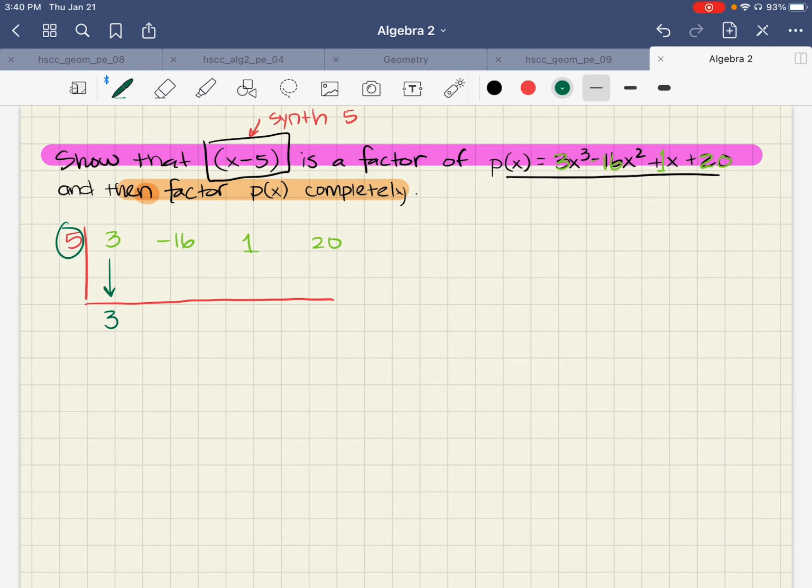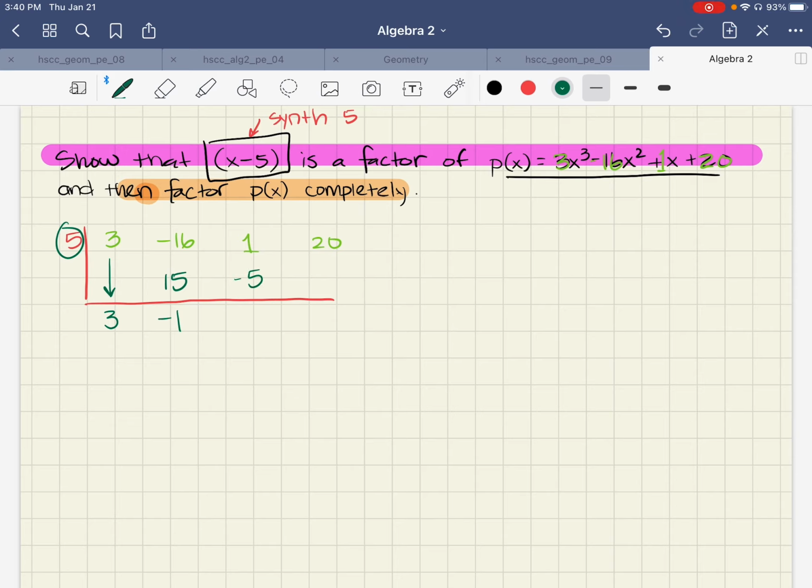Now you'll notice that the number 3 is below the line, so we're going to multiply it by the 5. That gives us 15, so we write the 15 over here. Now, since the 15 is above the line with the negative 16, we're going to combine that to negative 1. Now, since the negative 1 is below the line, we're going to multiply it with the 5. That gives us negative 5.